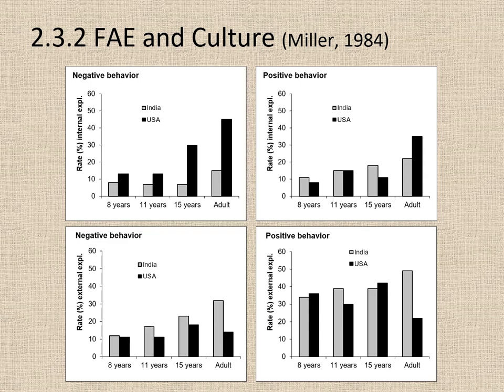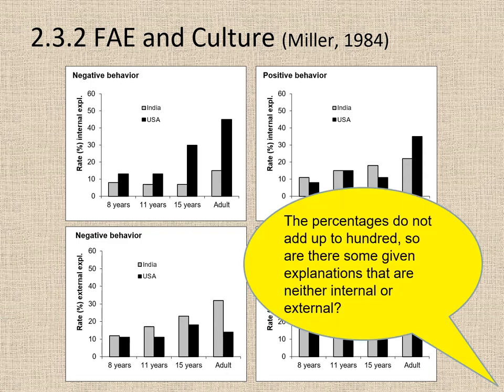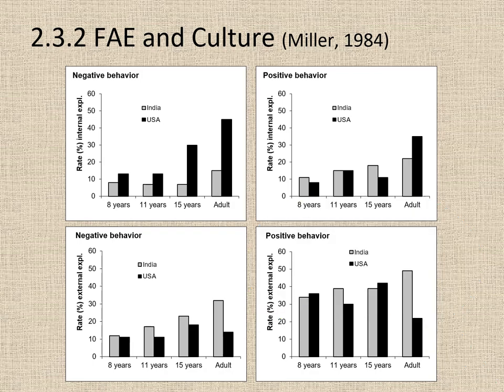I'm sorry, but the percentages don't add up. Yes, there are a lot of explanations that couldn't be categorized as either, especially so for children. As you see, if you add up, the sums are lower for children than for adults. So, yes, that's true. But this would indicate not much difference in how children explain behavior with internal or external factors in different cultures.